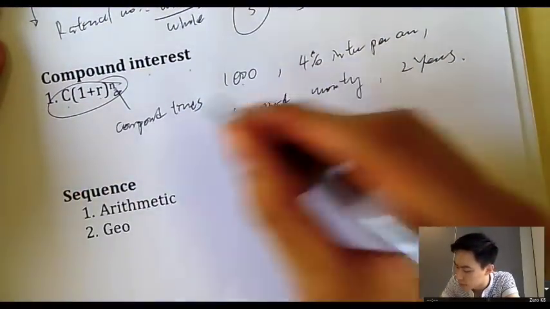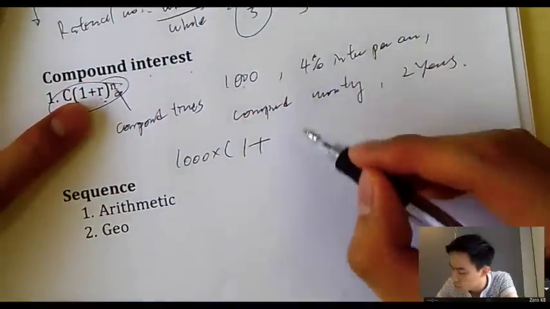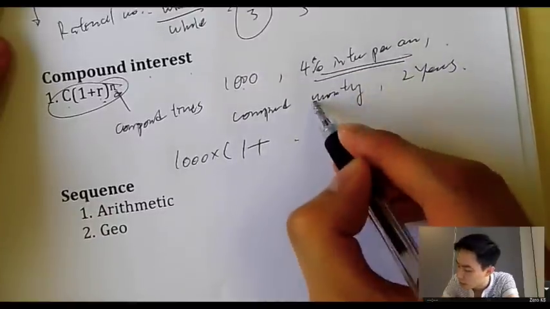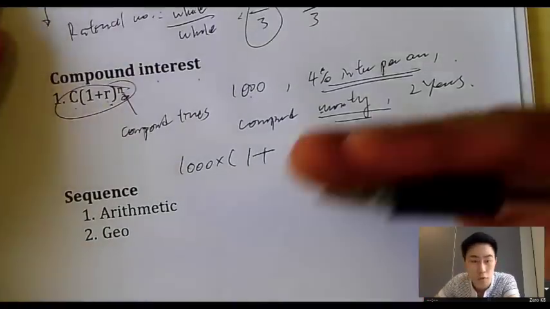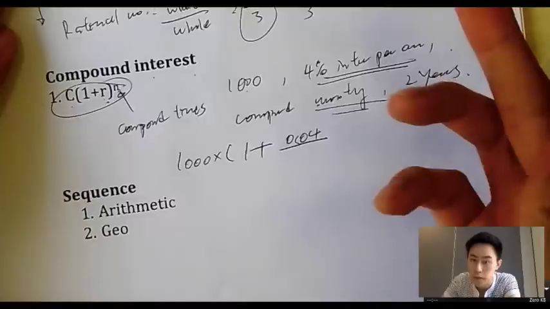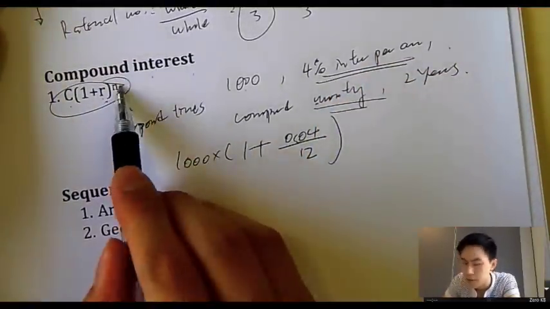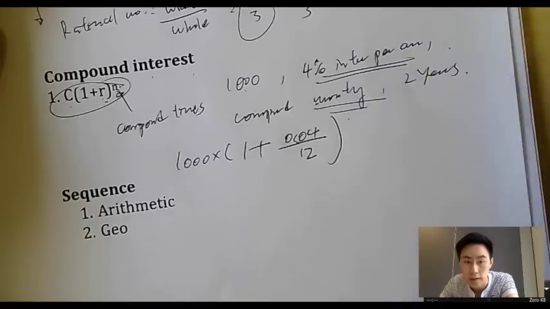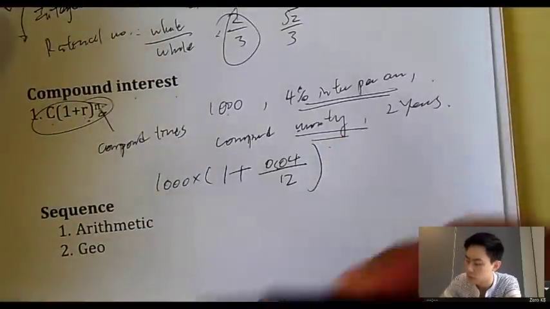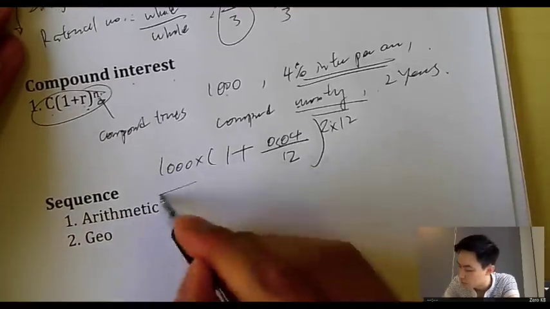C means the original capital, times 1 plus the interest rate. Many students will just put in 0.04 right here, but that's wrong, because this is per annum and compounded monthly, which means every month the bank will give you interest. So you have to divide it. For 1 year there are 12 months, so for 1 month you divide by 12. And then the power of how many? Many students will just write 2, but that's wrong again, because in 1 year there are 12 months, so you actually receive interest 12 times. For 2 years, it will be 2 times 12. So this is how you apply the equation.